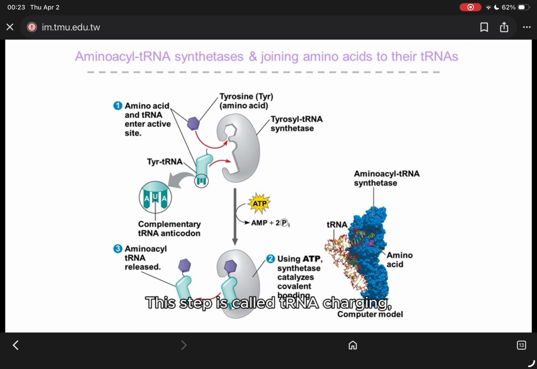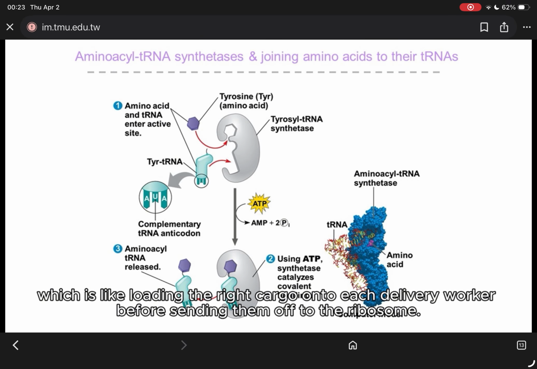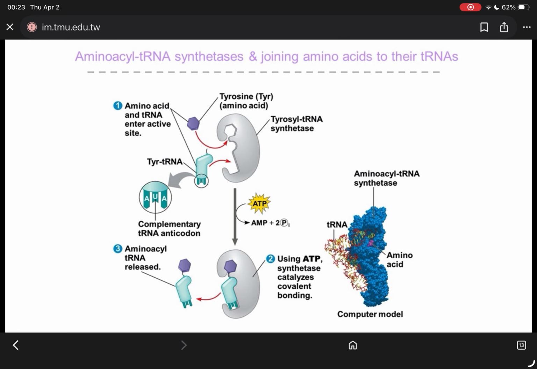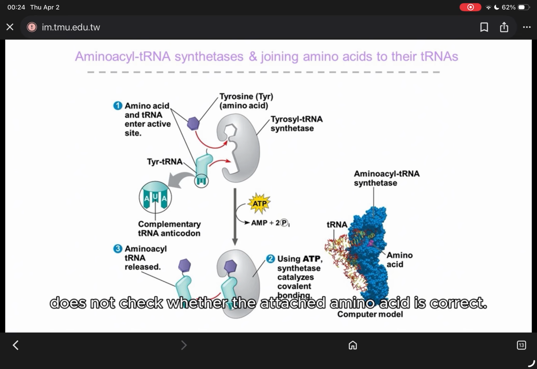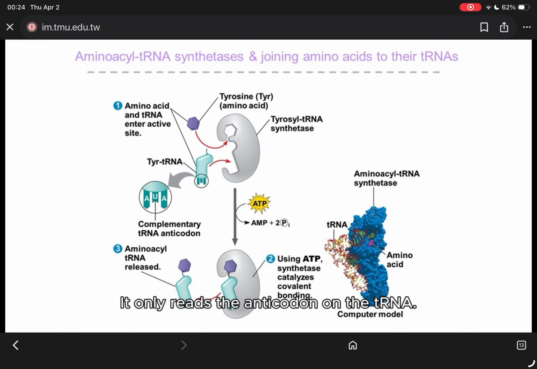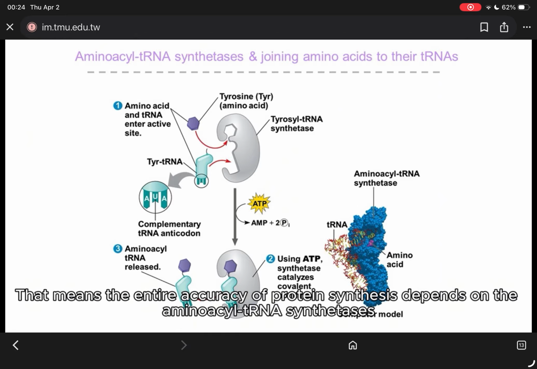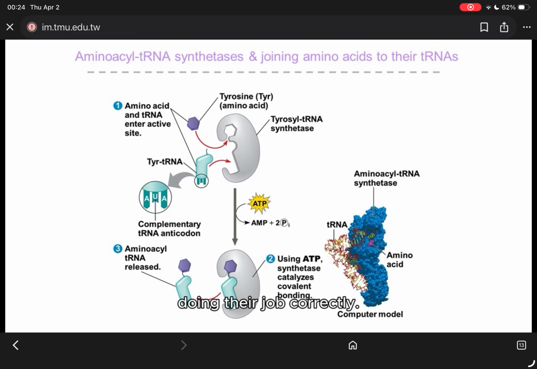This step is called tRNA charging, which is like loading the right cargo onto each delivery worker before sending them off to the ribosome. This accuracy is absolutely critical. Why? Because the ribosome itself does not check whether the attached amino acid is correct. It only reads the anticodon on the tRNA. That means the entire accuracy of protein synthesis depends on the aminoacyl tRNA synthetases doing their job correctly.